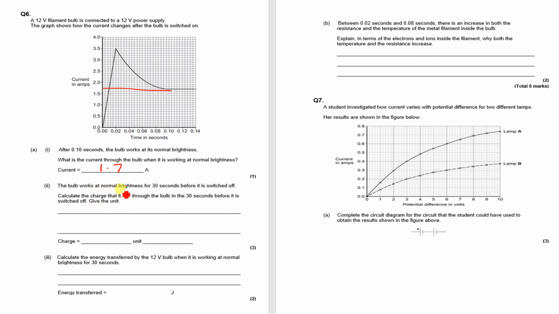Right, the bulb works at normal brightness for 30 seconds before it is switched off. Calculate the charge that flows through the bulb in the 30 seconds before it is switched off.